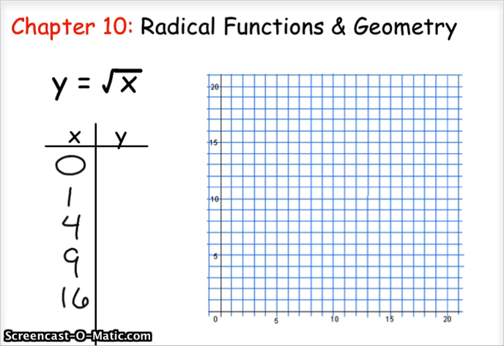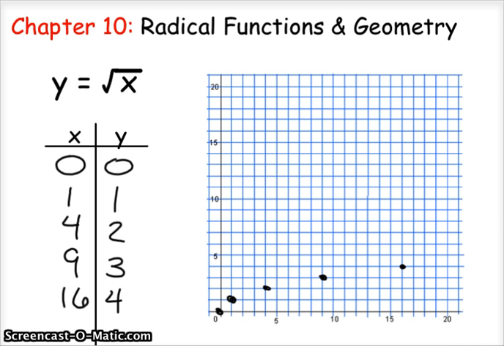If I plug in 0 for x, the square root of 0 is 0. Plugging in 1 for x, square root of 1 is 1. Square root of 4 is 2. Square root of 9 is 3. And the square root of 16 is 4. Next, I'll go ahead and plot these points on my graph. So my first point is going to be at 0, 0. My second point is 1, 1. Then 4, 2. 9, 3. And 16, 4.